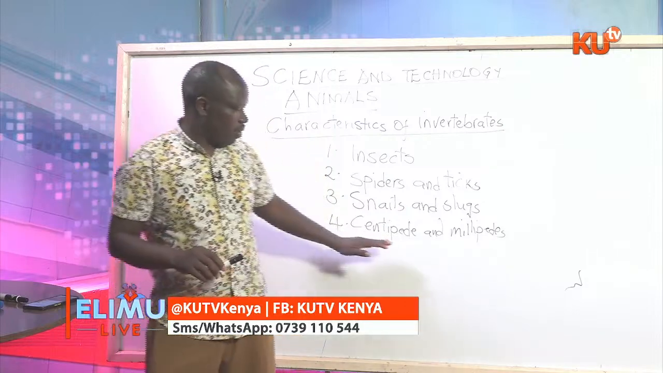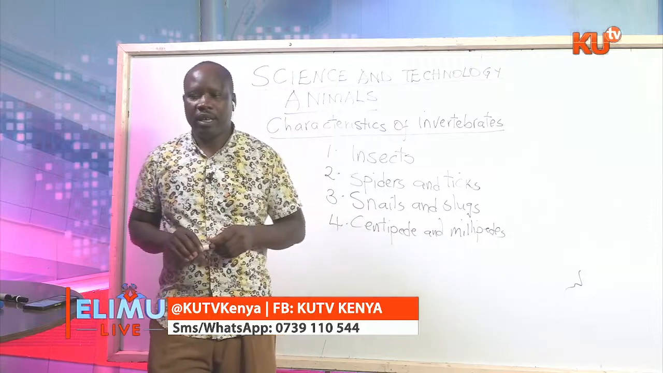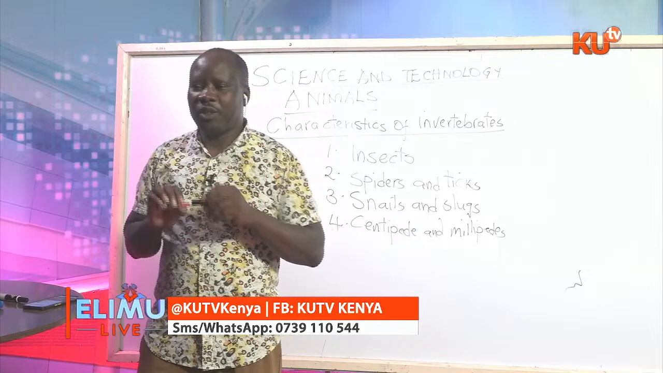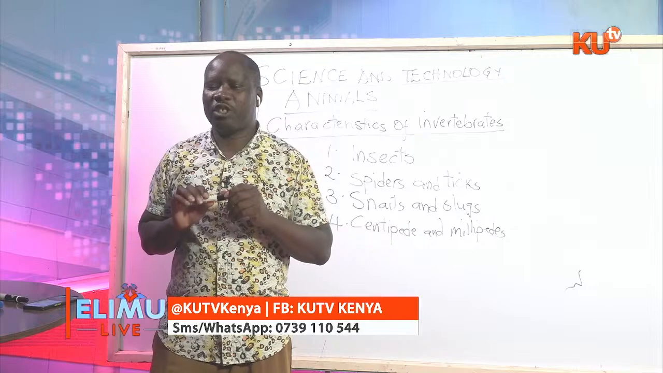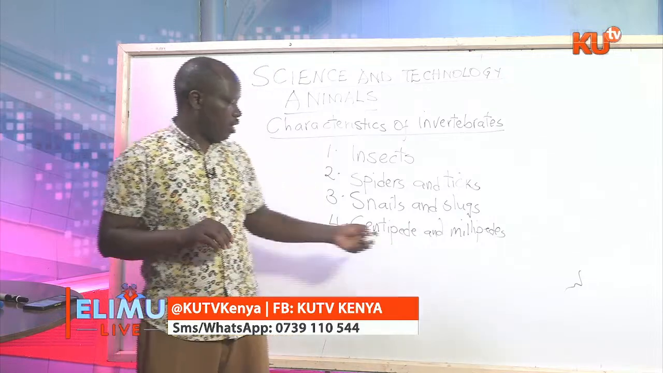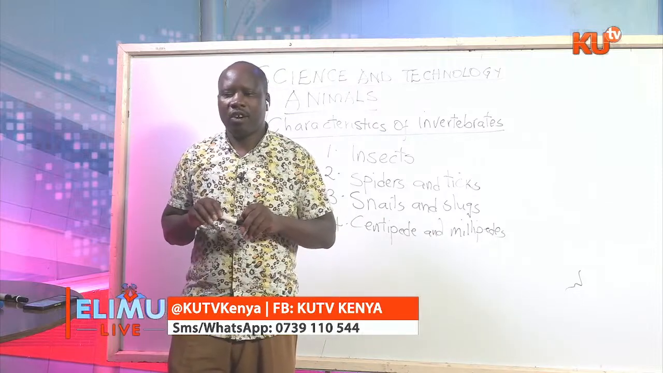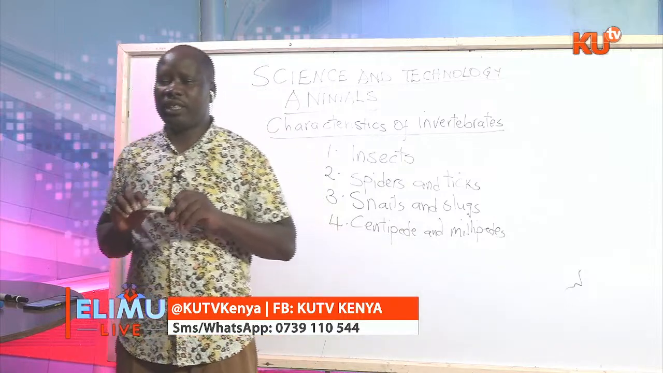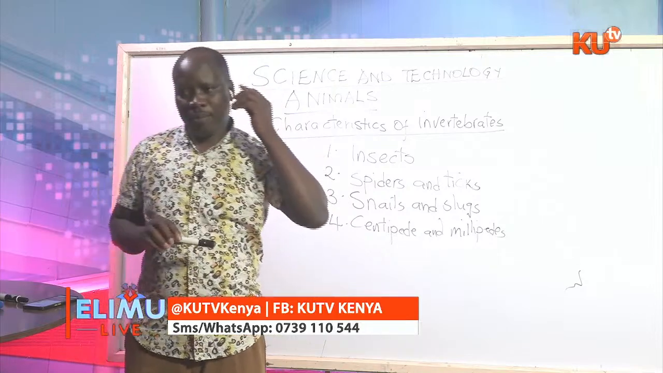Then finally we have the centipede and the millipede. If you get them, millipedes are very common, more common than centipedes. If you get a millipede or a centipede and you kill any of them, be rest assured that you will not get any bone. And that is why the centipede and the millipede fall under the category of animals called invertebrates, that is, animals without a backbone.